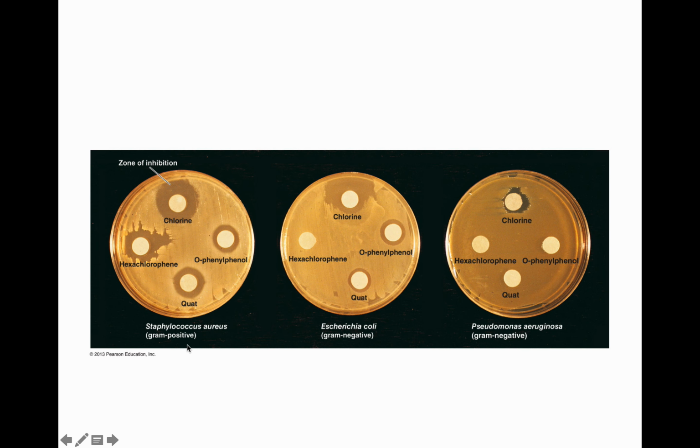Here's an example with Staphylococcus, E. coli, Pseudomonas. So E. coli and Pseudomonas are both gram-negatives. You can see Pseudomonas is resistant to 3 of the 4 chemicals here, where E. coli is resistant only to 1, where Staph aureus, those chemicals would have an effect on killing Staph aureus.